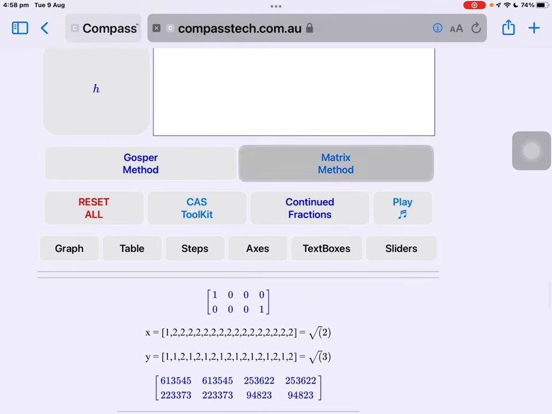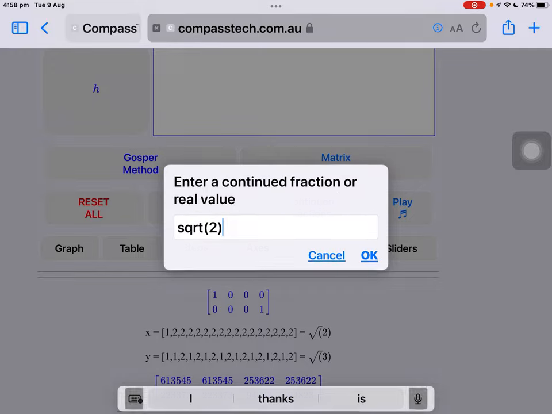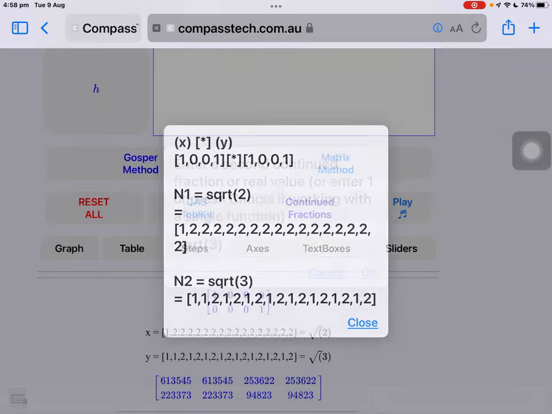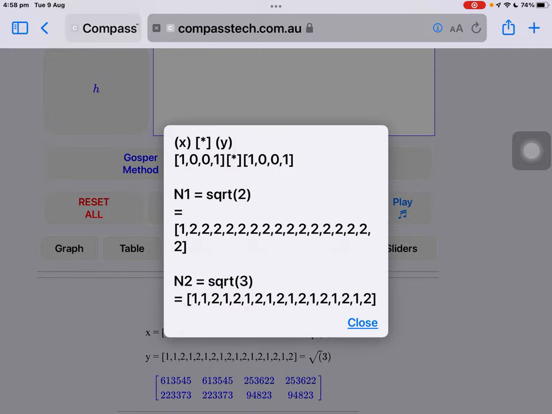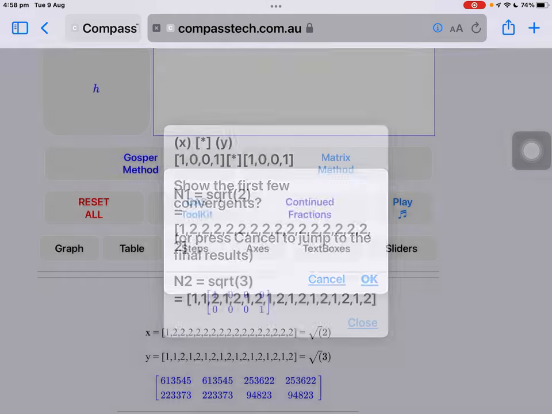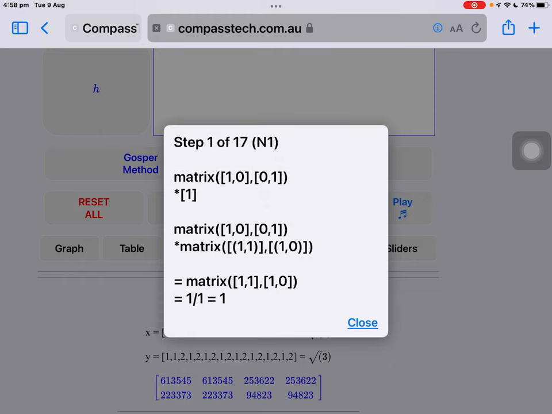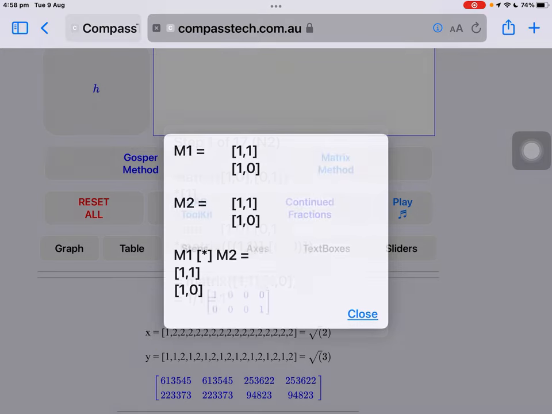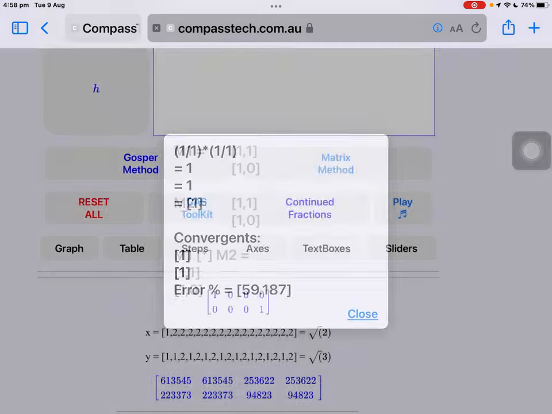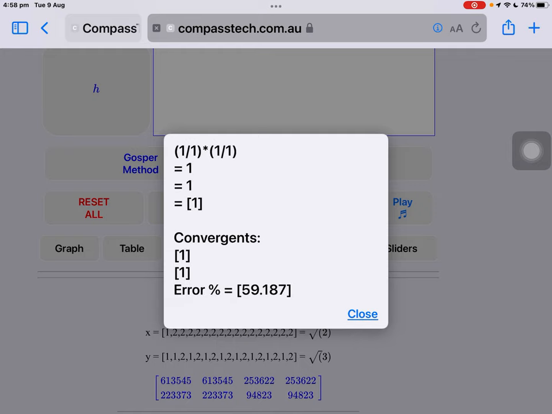Now, what if we use the matrix method? So again, summarises there. We'll look at the first few convergents. Well, the first term of square root 2 is a 1. So we multiply by 1. The first term of square root 3 is a 1. So the first term, not surprisingly, is 1 over 1. That's an error of just under 60% from the correct answer.